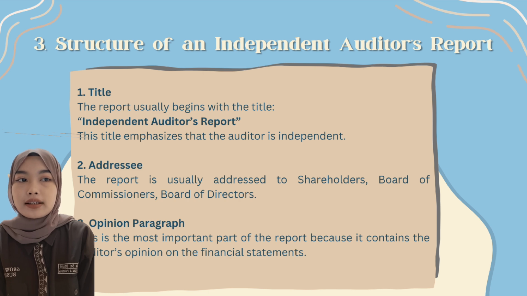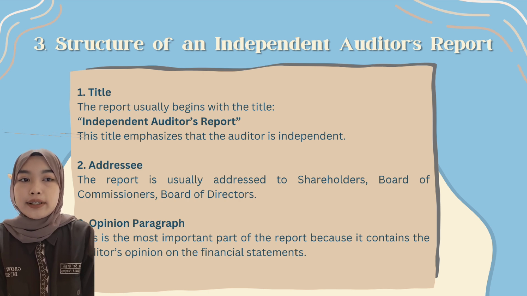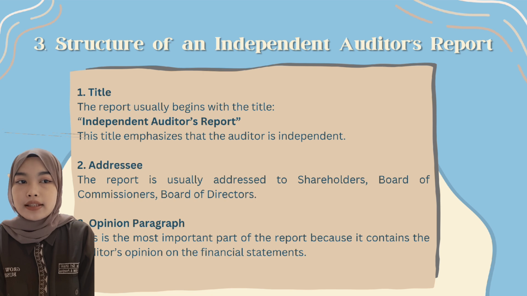Structure of an independent auditor's report. 1. Title. The report usually begins with the title Independent Auditor Report. This title emphasizes that the auditor is independent. And 2. Address. The report is usually addressed to shareholders, board of commissioner, board of director. And last, opinion paragraph. This is the most important part of the report because it contains the auditor opinion on the financial statements.